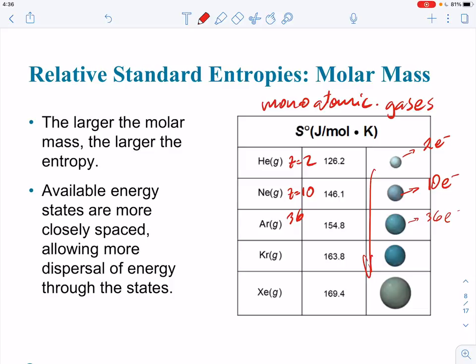Okay, so that's the explanation behind molar mass. So if you want to remember this in a different way, if the molar mass increases, then the standard entropy also increases. Okay, they go hand in hand. There is a direct proportionality there.